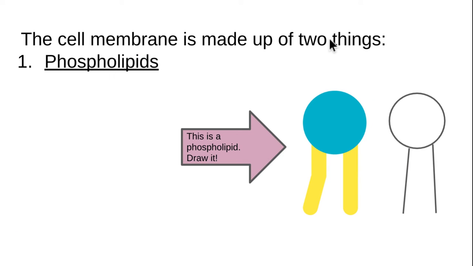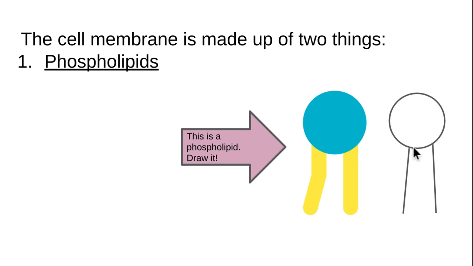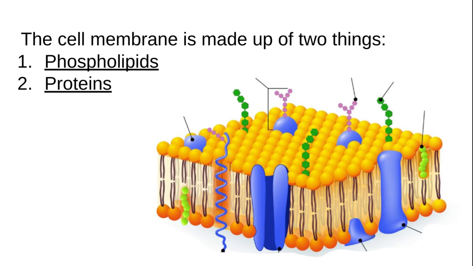So the cell membrane is made up of two things. Phospholipids, if you want to draw a little stick figure to remind yourself that this is what a phospholipid is, go ahead and do that. This is what a phospholipid actually looks like. So it's got phosphorus and oxygen and carbon and hydrogen. So it's made up of atoms. But scientists didn't want to write this every time they were drawing a picture of a cell membrane. So they do shorthand. They just draw a circle and two lines.